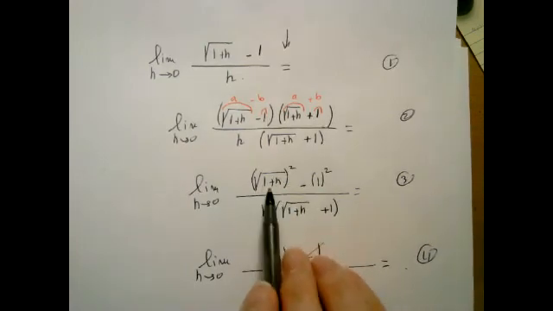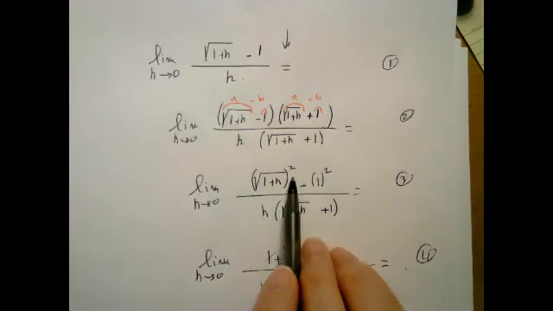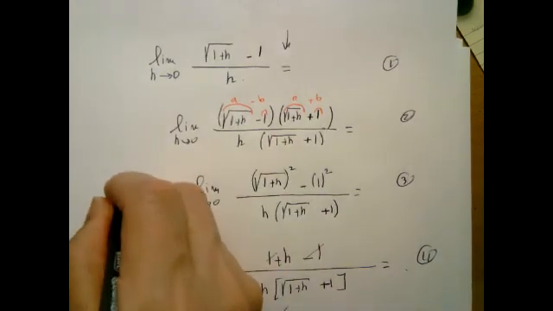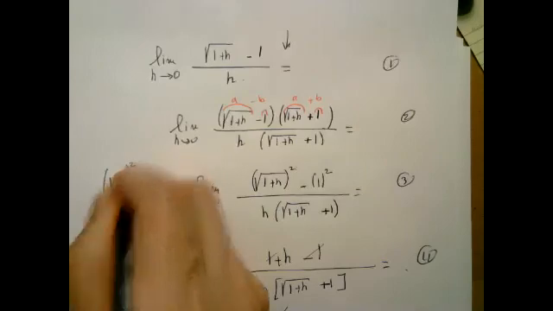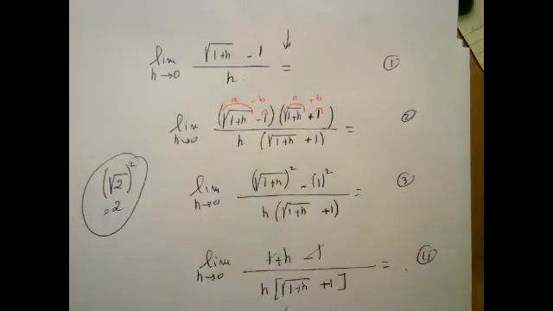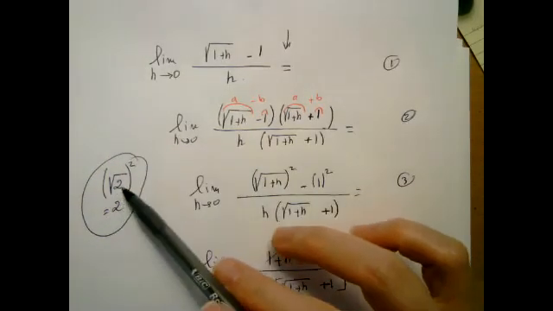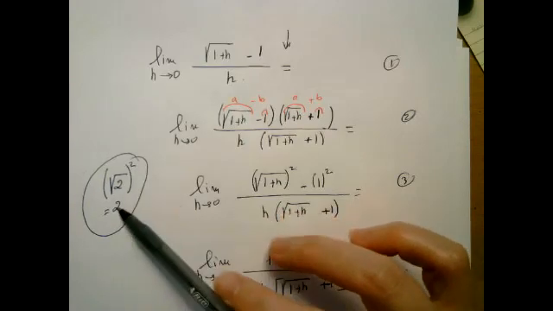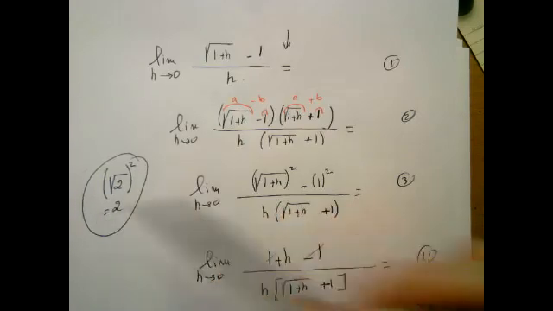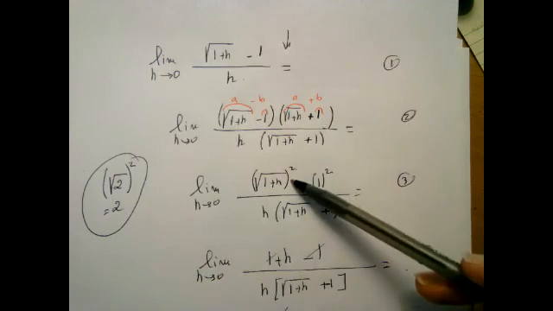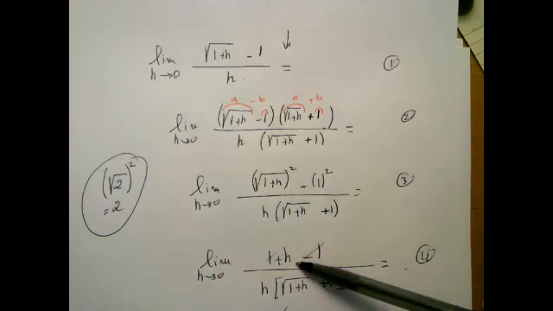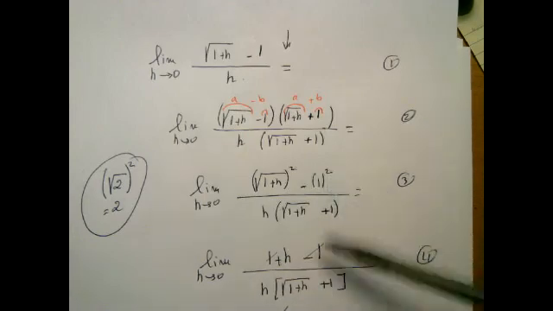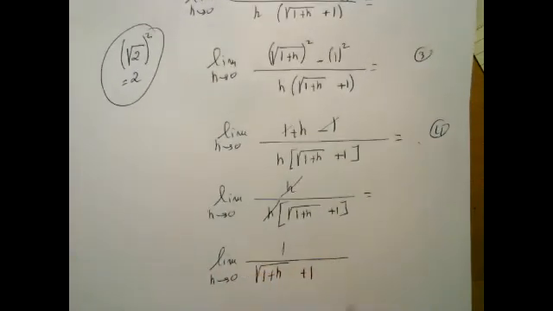If you take the square root of something and you square it, they cancel out. Because that's what the square root is. What's the square root of 2? It's the number that, when you square it, you get 2 back. So when I take this and I square this, I get the 1 plus h, minus 1 squared. Make sense? All right, thank you. It makes sense now. Okay, so this is equal to that.